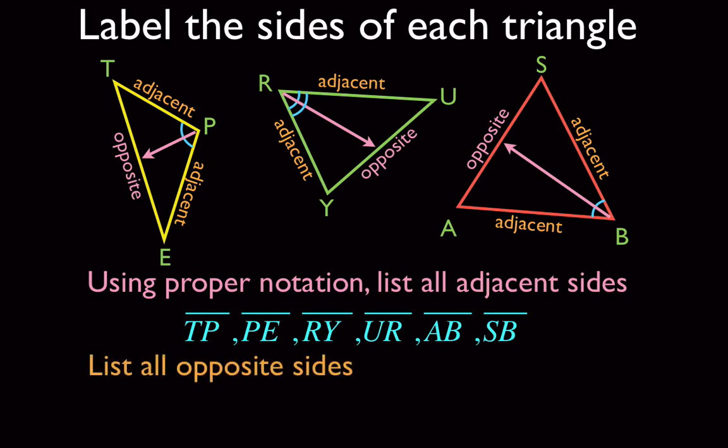Okay, now, again, I want you to list all the opposite sides. So go ahead and do that really quickly here. Pause the video if you need to. All right, the opposite sides, there should only be 3 of them, are TE, YU, and AS. And again, if you switch the E and the T or the U and the Y or the A and the S, it's okay.